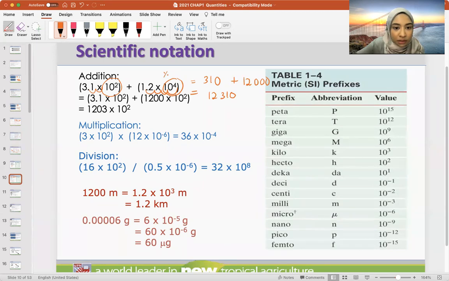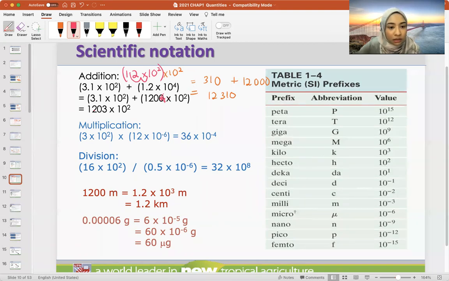And if I want to solve it in scientific notation, I can convert this to times 10 to the 2, to make it the same as the 3.1. We have 10 to the 4 over here, so 10 to the 2 times 10 to the 2 gives me 10 to the 4. So I multiply to be left with 10 to the 2 only. This would give me 120 times 10 to the 2. So 3.1 times 10 to the 2 plus 120 times 10 to the 2.